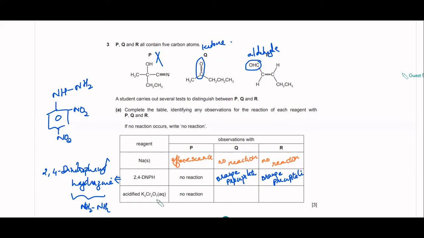Now let's see what happens with acidified potassium dichromate. If you can remember, I said that acidified potassium dichromate will be oxidizing alcohols as well as aldehydes, but doesn't oxidize ketones. So now you might be wondering, both P and R will be oxidized. Q, of course, doesn't get oxidized because it has a ketone. So there's no question of Q getting oxidized. But coming to P and R, this is an alcohol, this is an aldehyde. So we expect both P and R to be oxidized by the acidified potassium dichromate. And here it is clearly stated that there is no reaction with P.